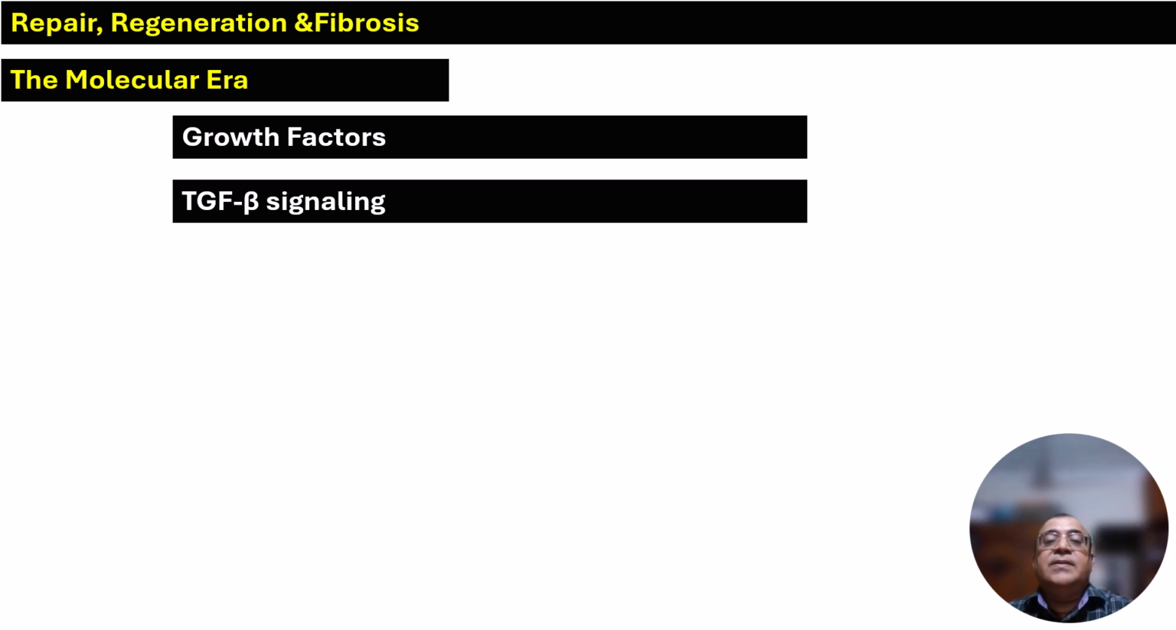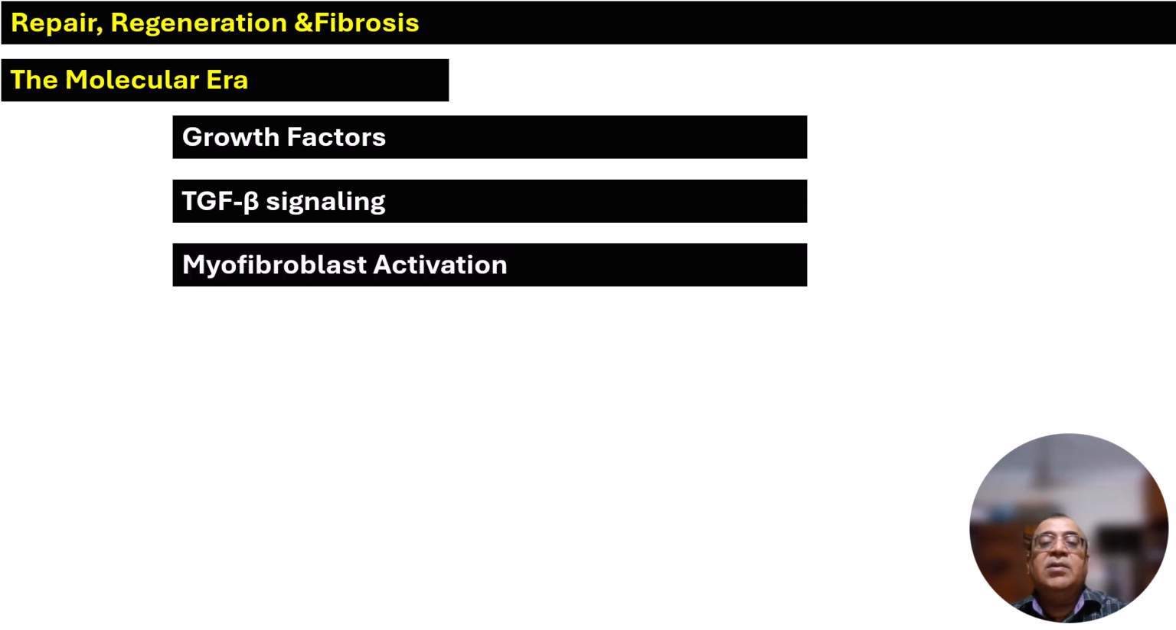Then there were studies about fibrosis. This fibrosis research gained prominence, particularly in pulmonary fibrosis, liver fibrosis or cirrhosis, and heart failure. There were many studies on these conditions. Fibrosis was recognized as the maladaptive result of excessive extracellular matrix deposition, and transforming growth factor beta signaling and myofibroblast activation were considered responsible for these malformations.